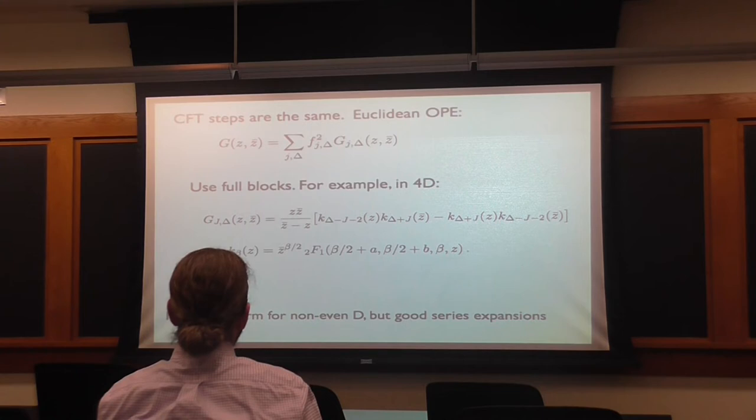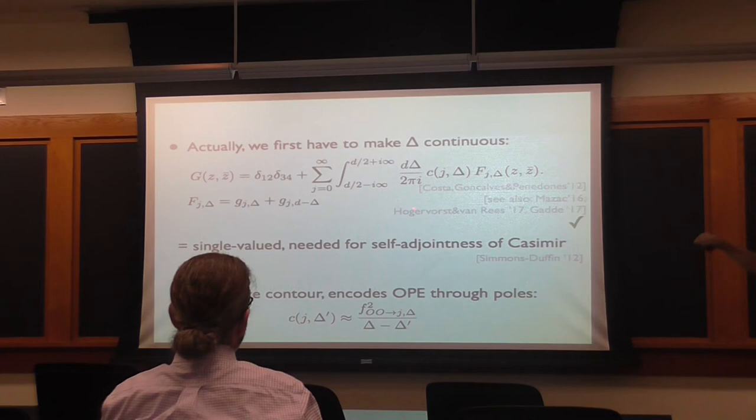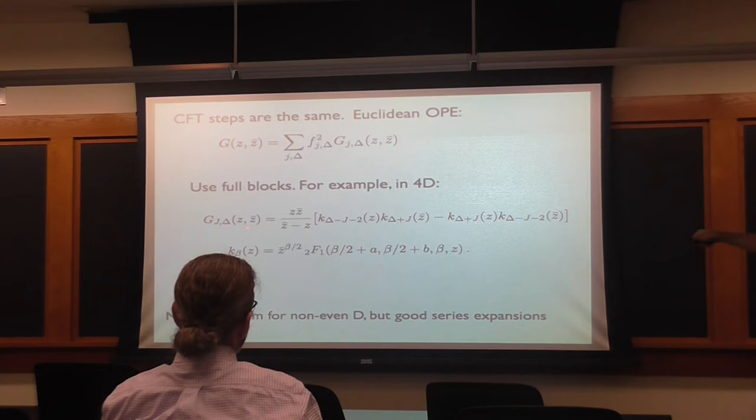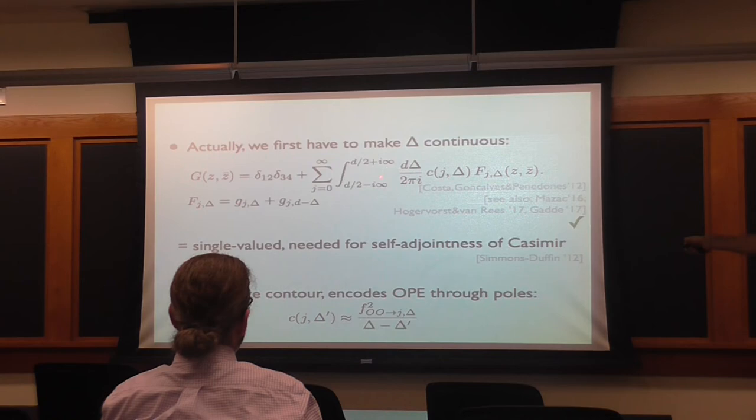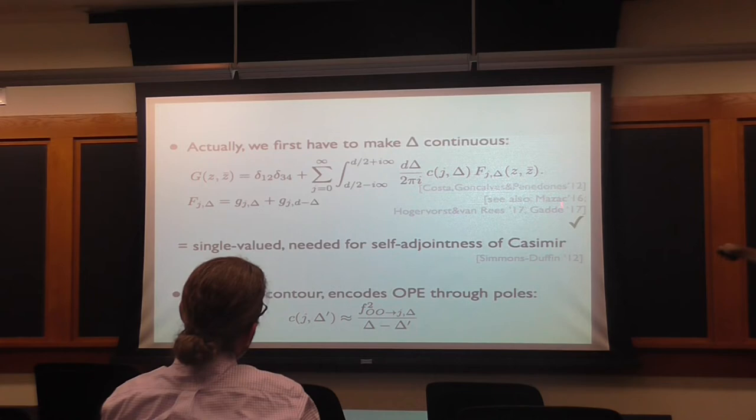Some small technical subtlety I want to skip. Basically, the block depends on two discrete labels, the spin and the dimension of the operator being exchanged. Instead of summing over a dimension, we can actually turn things into an integral over a dimension, which is kind of a meta integral. I'm not going to spend time on that, but that step is useful because if you want to make spin continuous, you first have to make dimension continuous. But that step was done before. Then the OPE data ends up being encoded in this function.